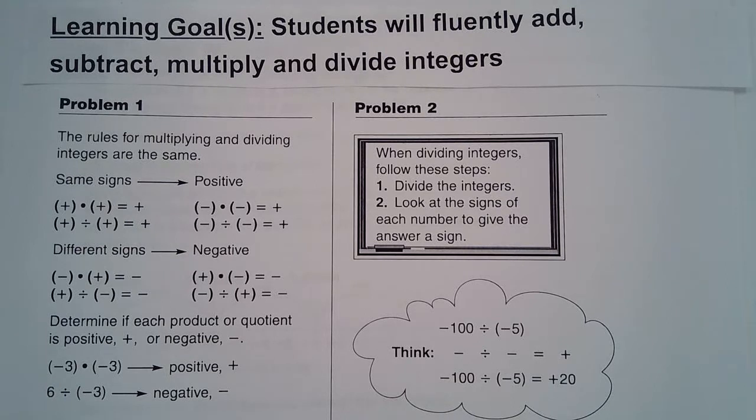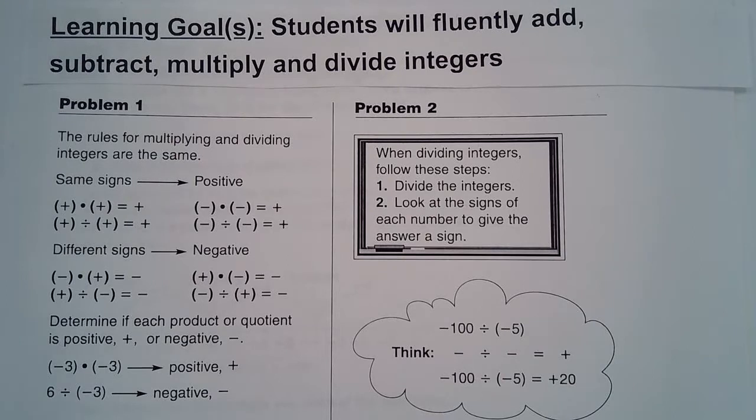Before we get started, make sure you have a pencil and paper so that you can take proper notes as you follow along. Our learning goal today is for students to fluently add, subtract, multiply, and divide integers. I'm going to split this lesson into two parts and pull out the easiest portions of this learning goal, which is to multiply and divide integers. Since we're already familiar with our multiplication and division facts tables, it just makes sense to start with that.